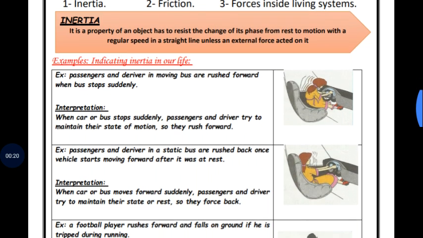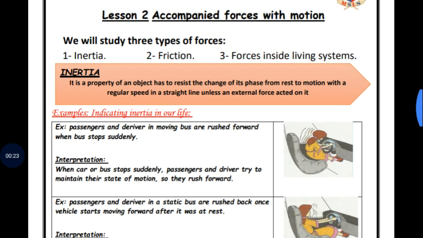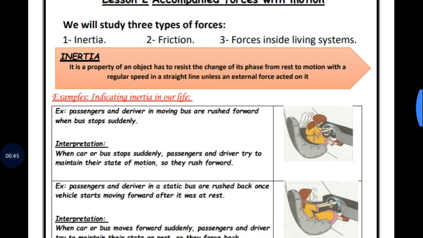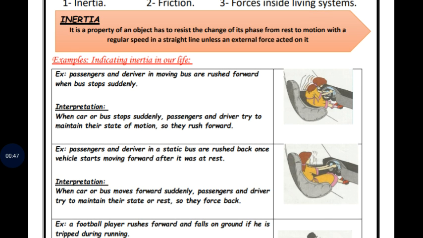What is inertia? In these activities, we will show inertia as the property of an object to resist the change of its state, from rest to motion, or from motion with a regular speed in a straight line, unless an external force acts on it. Okay, we have examples of inertia in our lives.